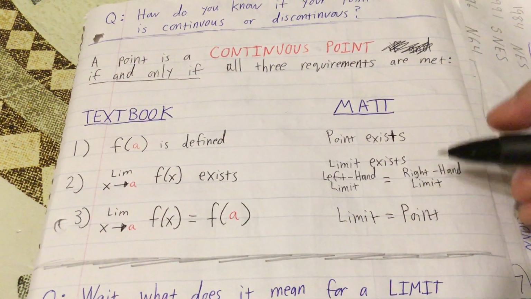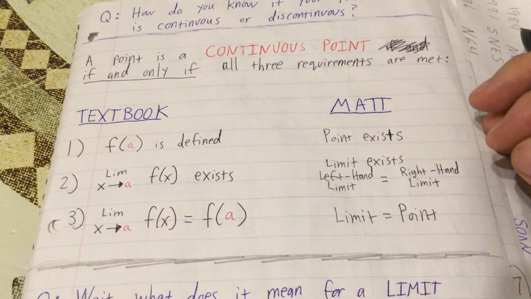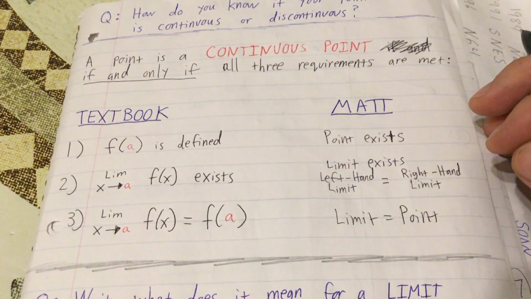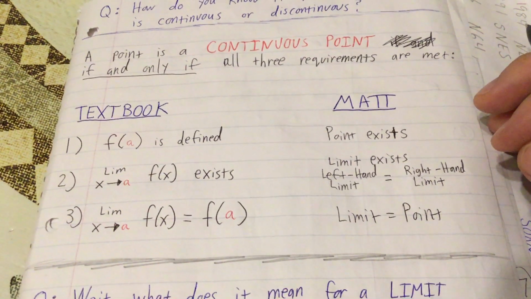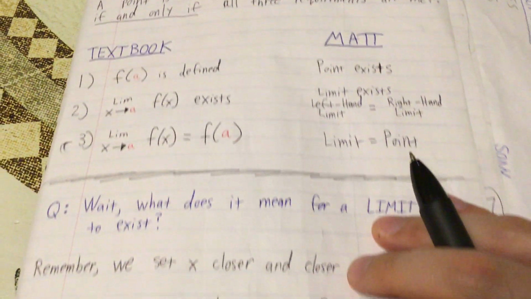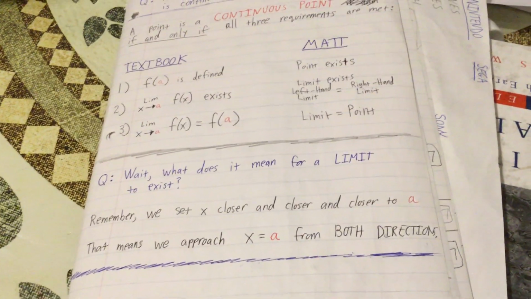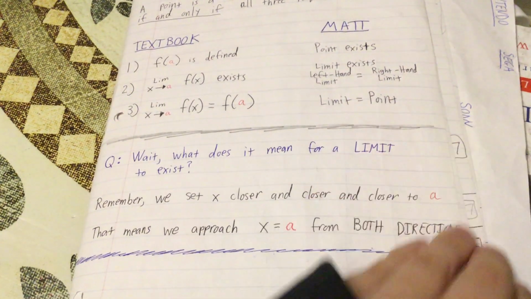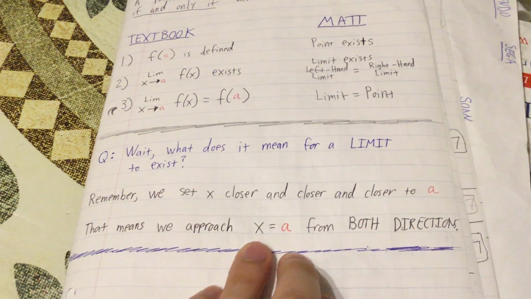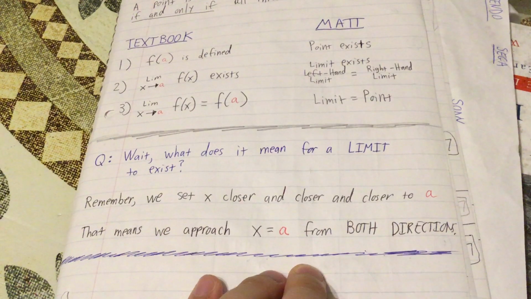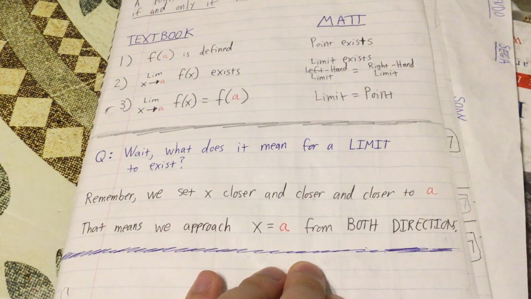Think of it like a car driving on a road. It has to get from one end to the other smoothly. Okay? Okay. Remember, we're approaching x equals a from both directions.